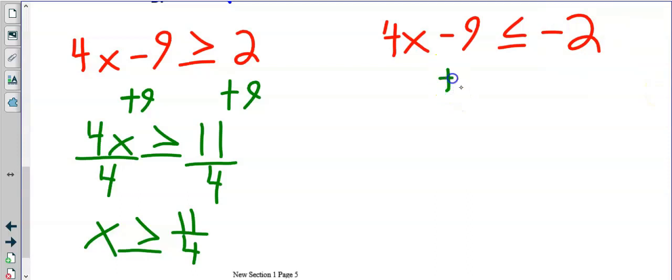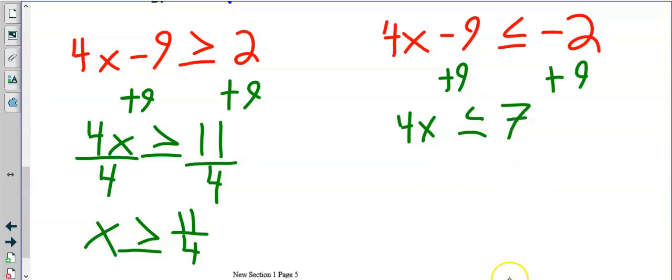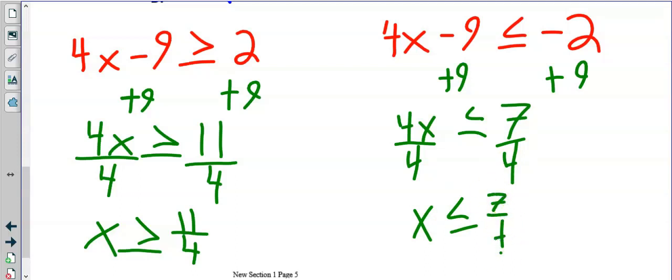So again, we'll add 9. 4x less than or equal to, what's negative 2 plus 9? 7. And then what? Divide by 4, just like last time. So what is 7 divided by 4? 7 over 4. Okay.